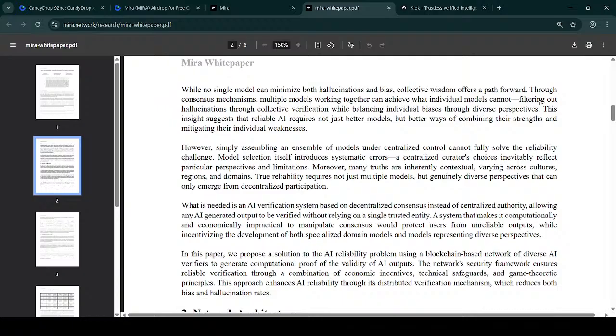This perspective and this insight suggest that reliability requires not just a better model.